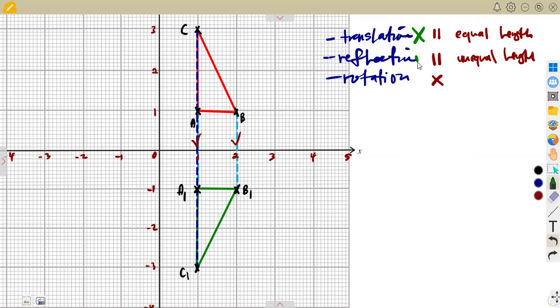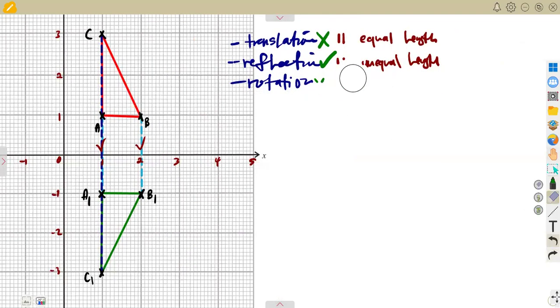So it means at the end, reflection is going to be our answer, where we produce parallel lines of unequal length. Rotation is totally out because the lines are supposed to cross. But in this case, as you join B to B1, we do not have a condition where the lines are crossing like this. So rotation is totally out. Now that I have seen that this is a reflection, because these are the three answers that I was expecting.